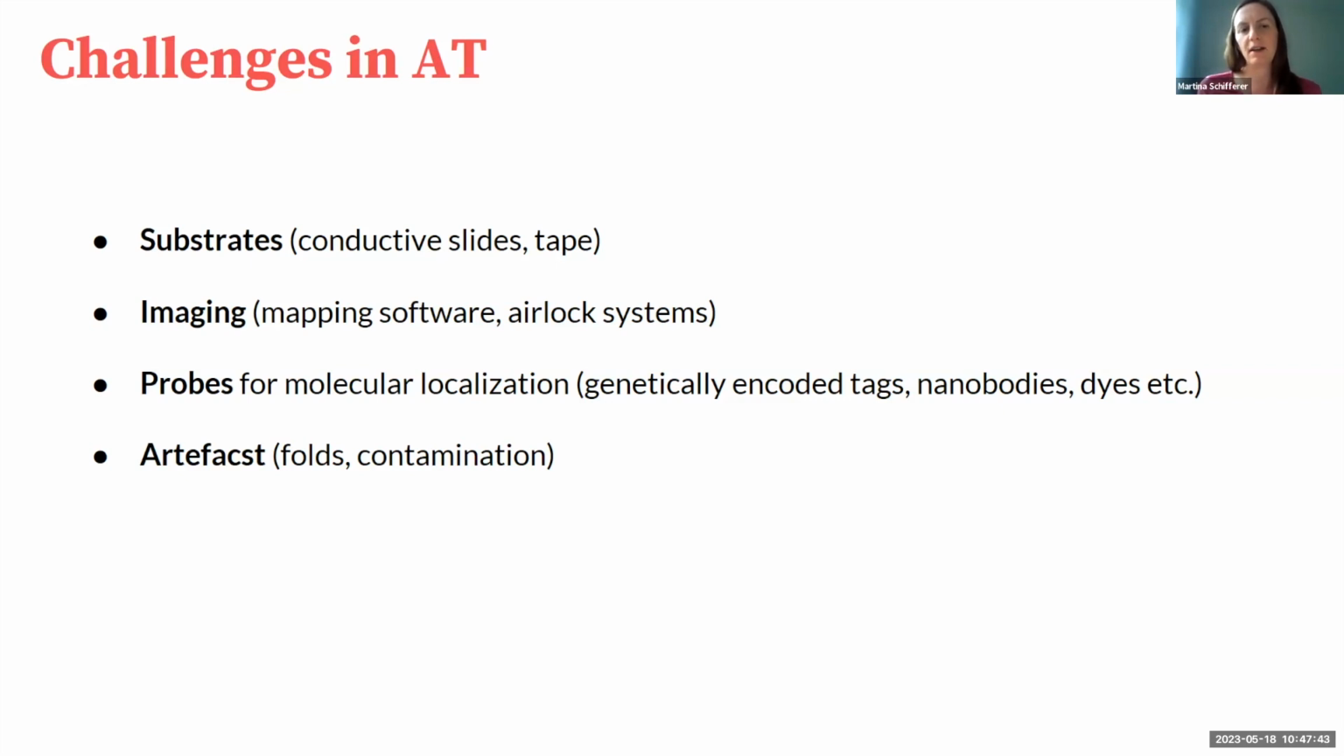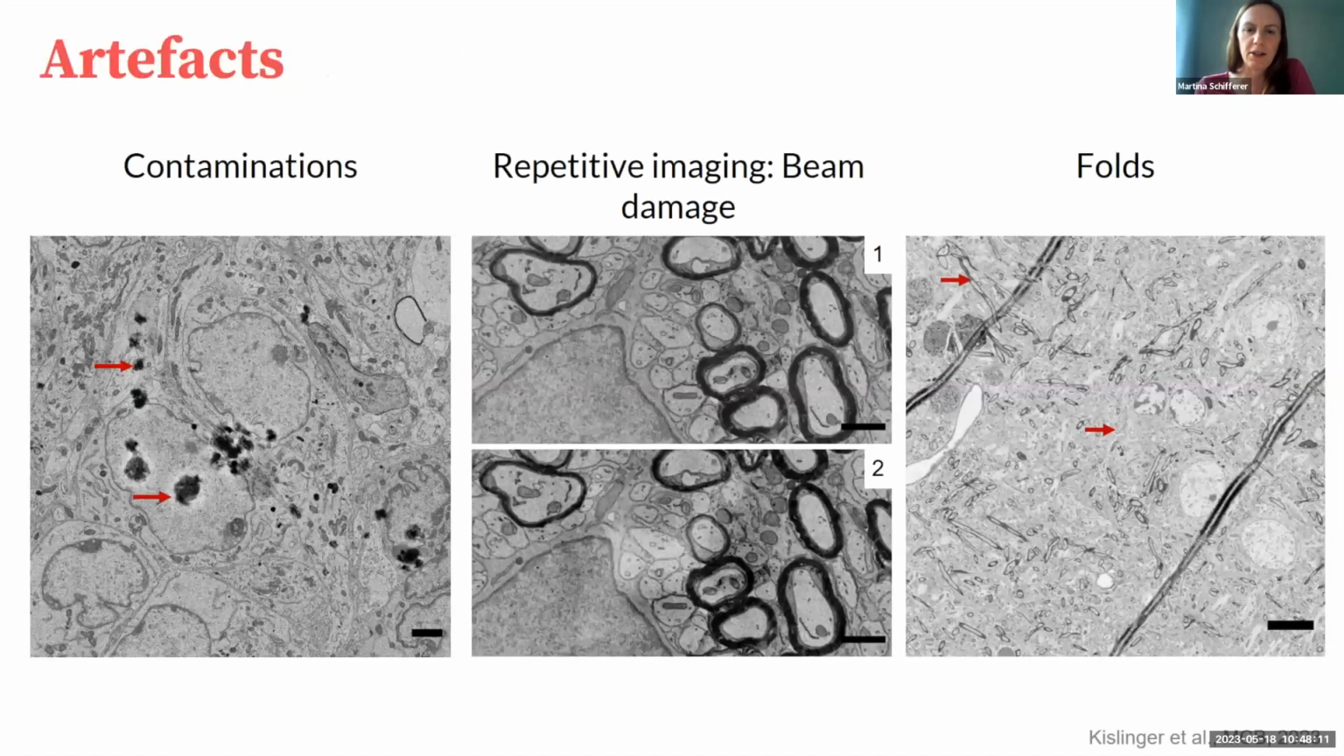Then for the imaging, so the mapping and also some hardware, there needs to be some optimization on that side. And also for the correlative imaging, better probes will be needed for molecular localization, or at least better documentation of antibodies that work. And then we also face some artifacts that are not so prone in other techniques. These are just some examples: contamination, or also beam damage if you do repeated imaging. And we have also heard a lot about fold issues.